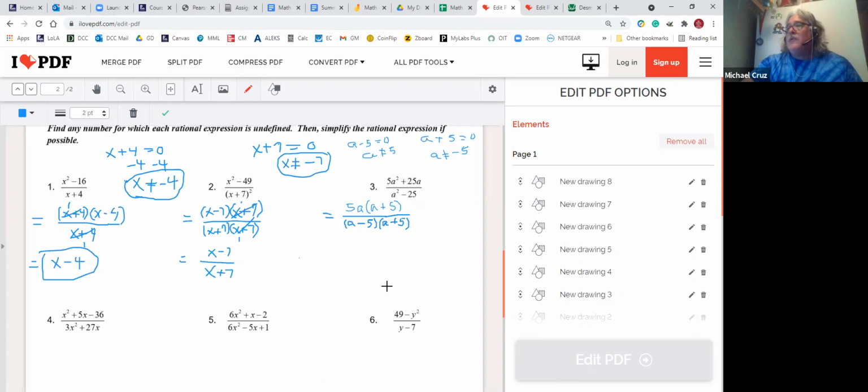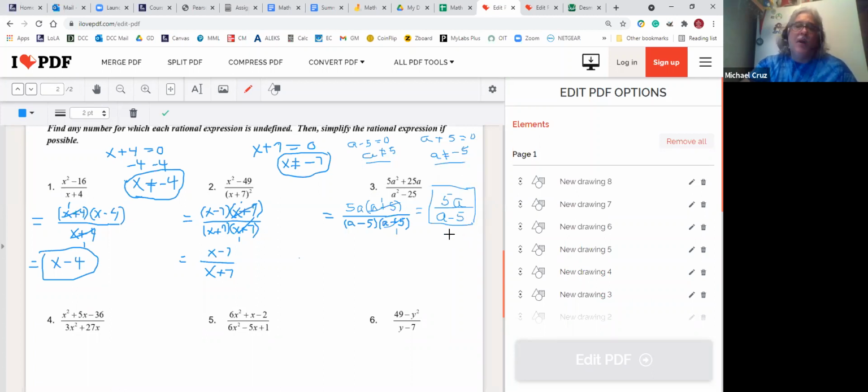All right. So what's alike top to bottom? Well, there's an a plus 5 and an a plus 5 that turn into just a 1. And so here's the simplified form. And here's what it can't be equal to. That's what makes the expression undefined.